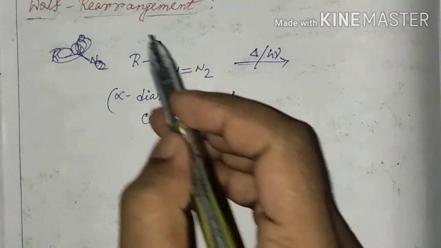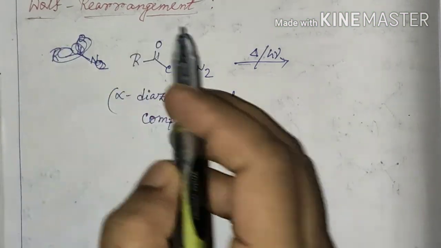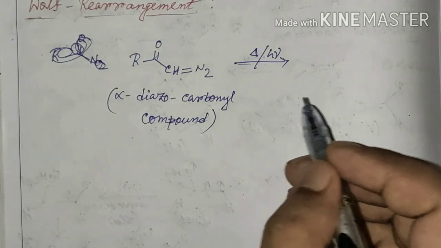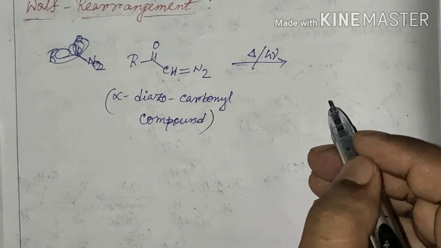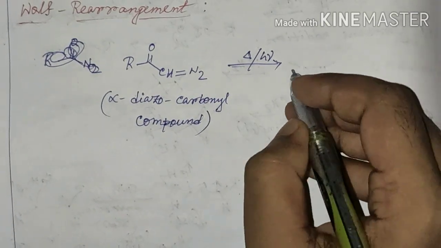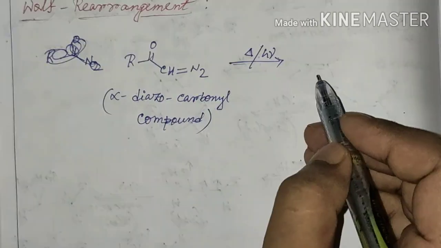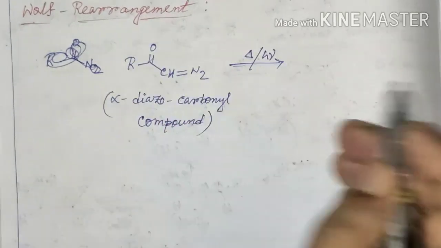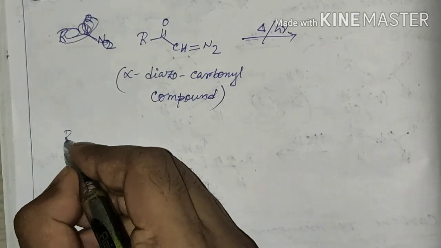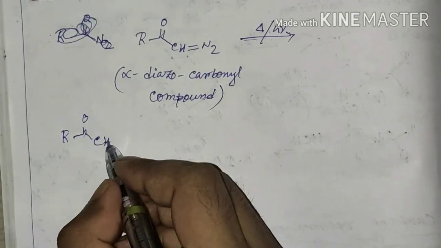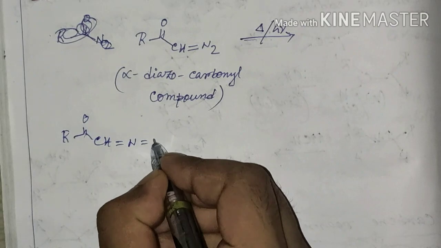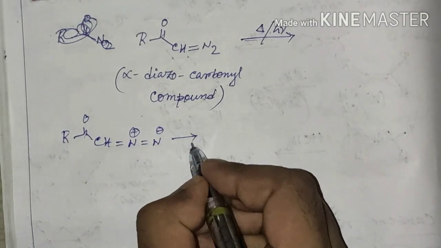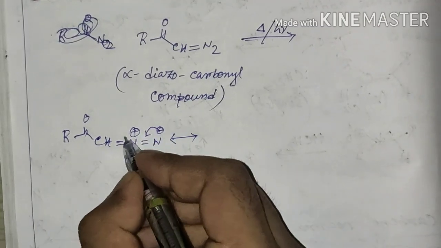The first reaction I will discuss is the Wolff rearrangement. As you will see, in many cases of carbene reaction, the reaction goes through a rearrangement, and that rearrangement is named the Wolff rearrangement. This rearrangement occurs like this: this species, we can write it like this. The resonance form of this will be like this.